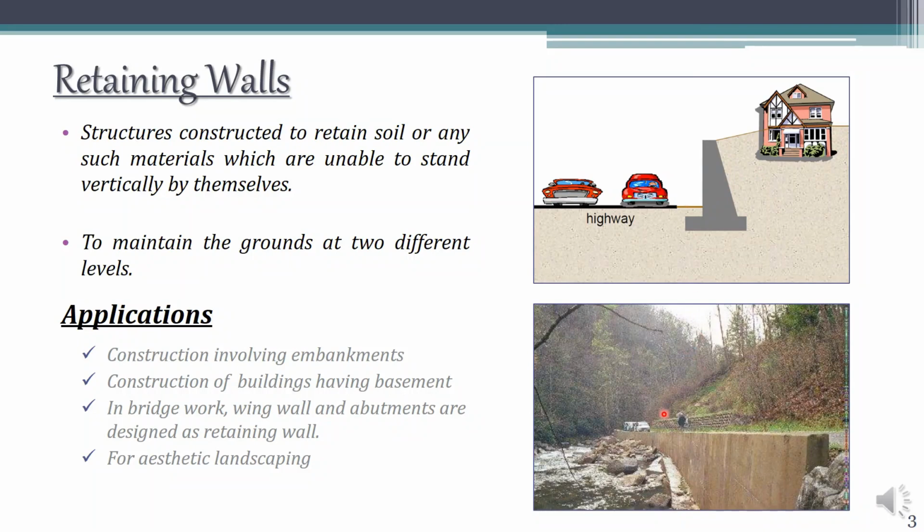In the second figure you can see a road which is embanked by the side of a river. Here also the retaining wall protects the road from sliding down to the river. The main objective of the retaining wall is to maintain a level difference in ground between the two sides. It finds its applications in construction of embankments, big multi-story buildings with basements, bridge works wherein you construct wing walls and abutments, and also for aesthetic landscaping where you have a stepped topography.